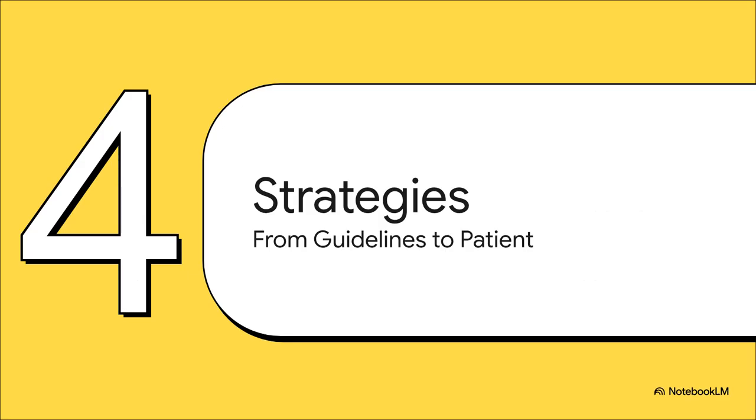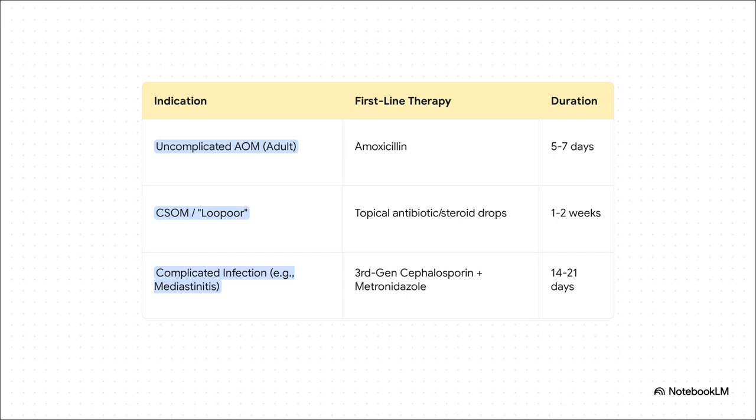So now we're armed with the bug's name and its rap sheet of weaknesses. With this intel, we can build a really smart antimicrobial strategy, moving from those broad guidelines to a treatment plan tailored for our specific patient. Guidelines give us our starting playbook. For a routine adult AOM, high-dose amoxicillin is the workhorse for 5 to 7 days. For CSOM, the game plan is totally different.